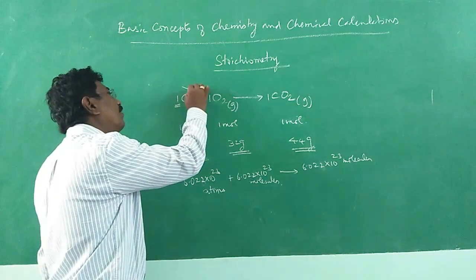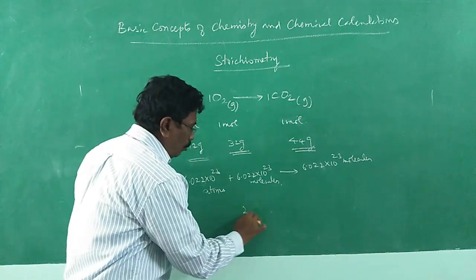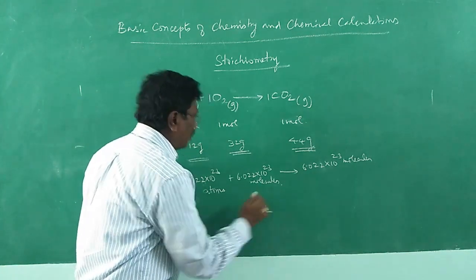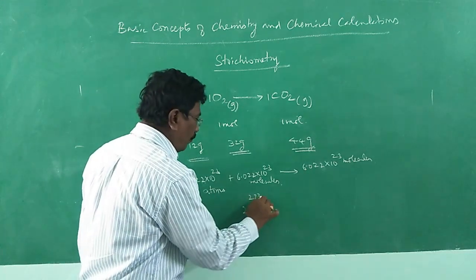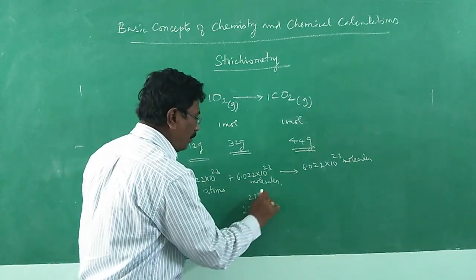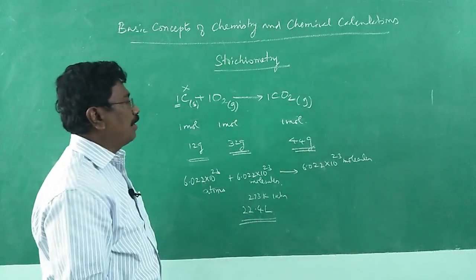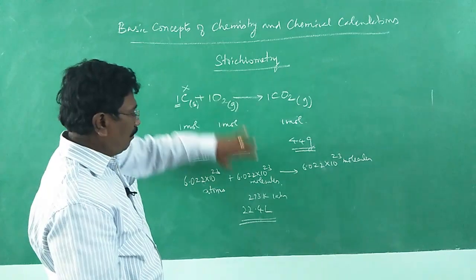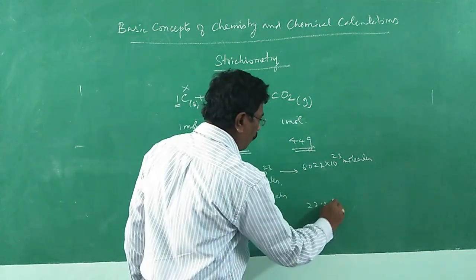Now in terms of volume, it is applicable not for solids, only for gases. 22.4 liters of oxygen, 1 mole of oxygen at STP, standard temperature 273.15 Kelvin or simply 273 Kelvin, and 1 atmosphere pressure, has the volume of 22.4 liters. 1 mole will have this many molecules. And therefore, what can we say?